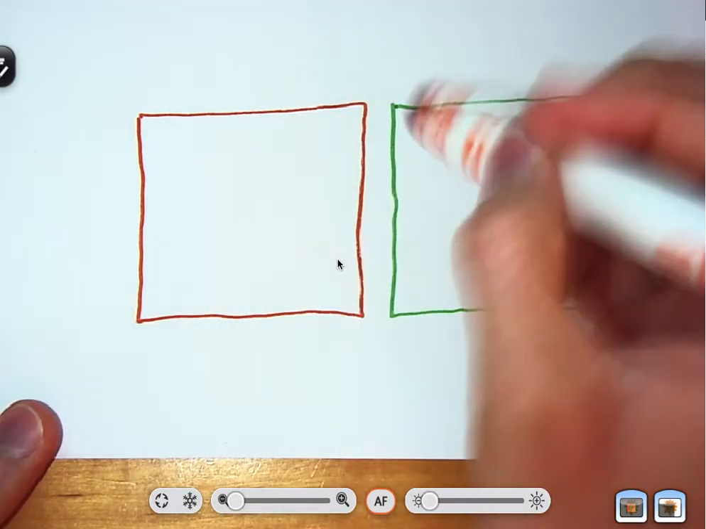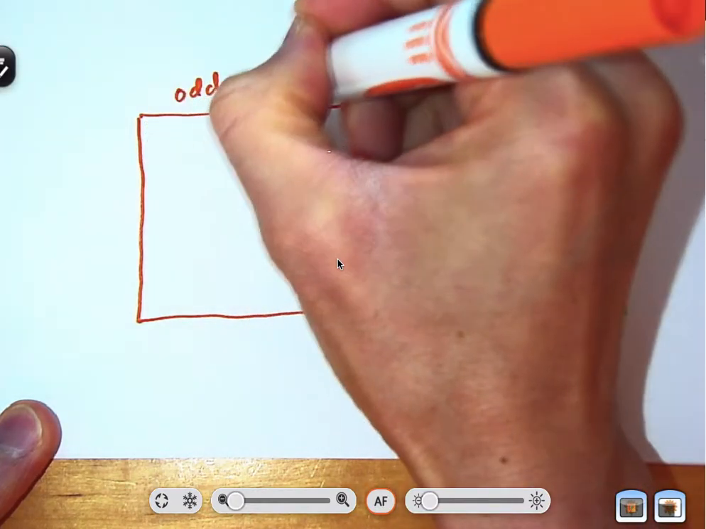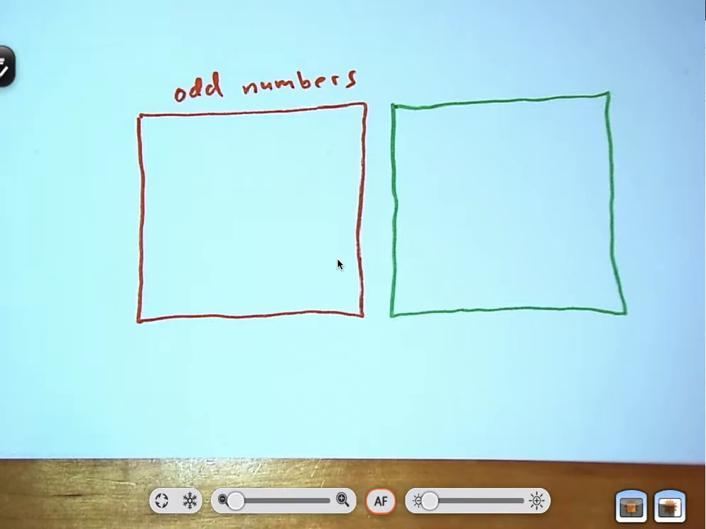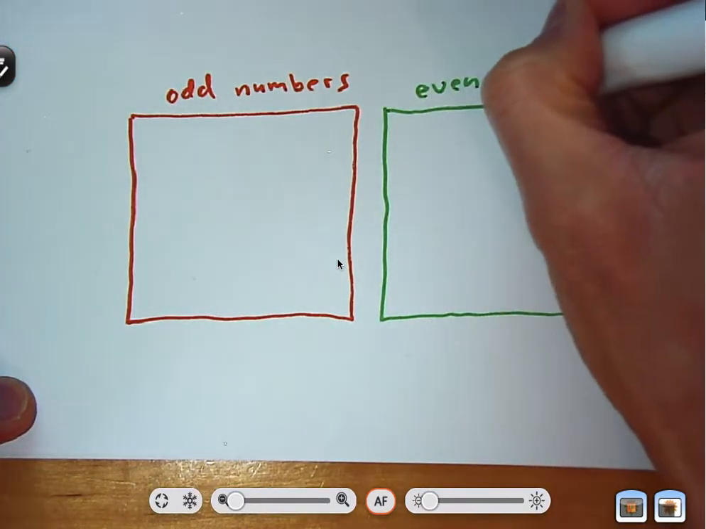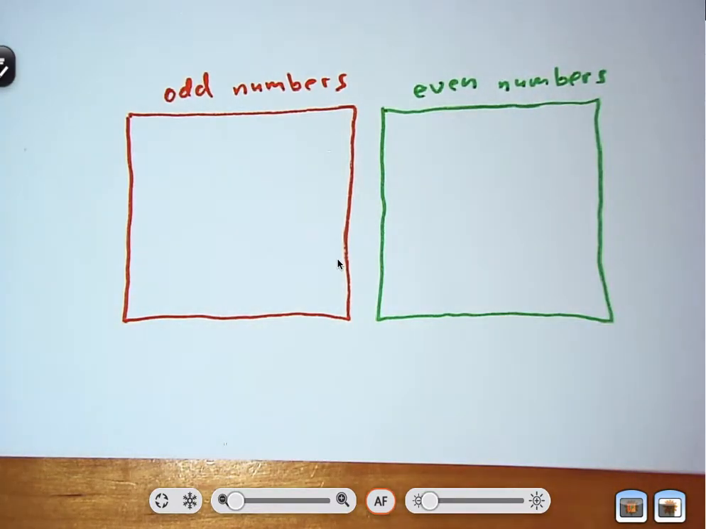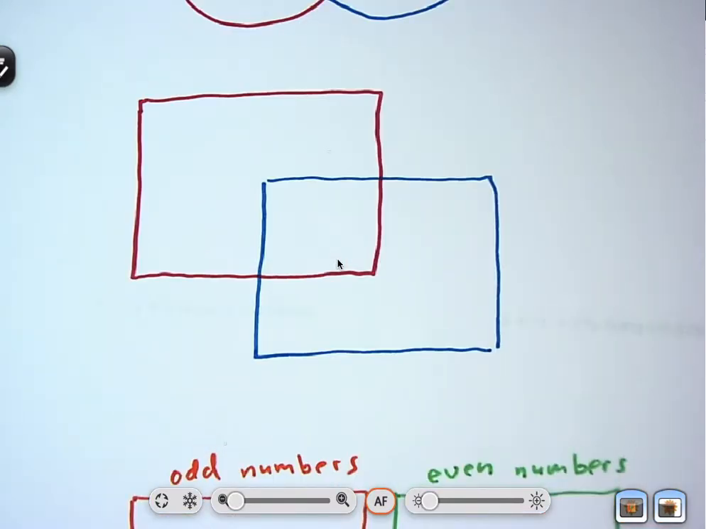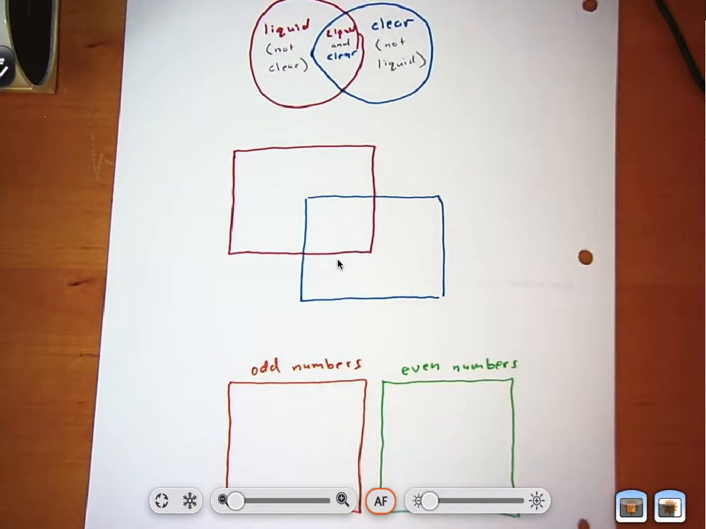An example might be like, let's say this orange box here are odd numbers, and this green category over here are even numbers. And I did not have there be any overlap between them because there is no number that is both even and odd. Okay. So these are your most simple types of Venn diagrams showing different relationships.